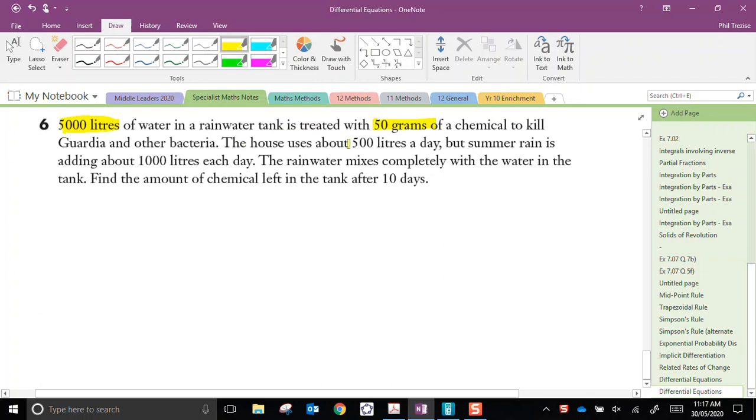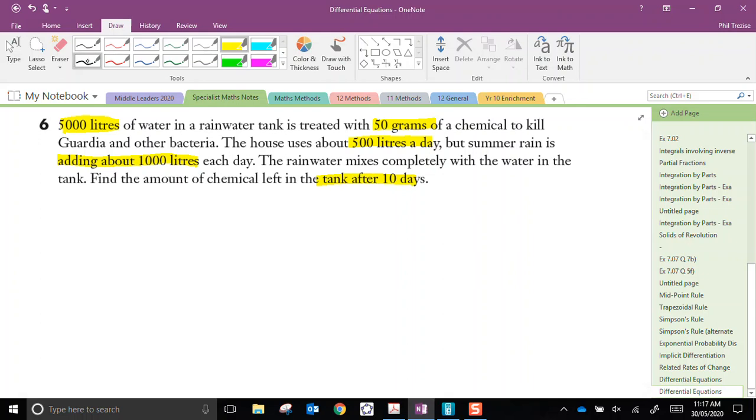The house consumes 500 litres a day and the summertime rain adds 1,000 litres each day. The rainwater mixes completely, so the chemical will be diluted as more rainwater accumulates in the tank. We will assume the tank is large enough to hold all the additional water, it doesn't overflow, and that the rainwater obviously is being used, so some of the chemical will go out with the rainwater each day. Find the amount left after 10 days.